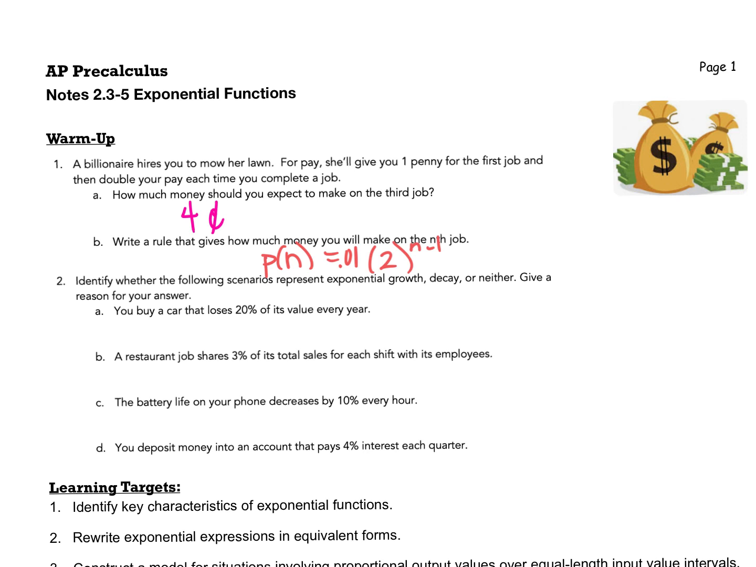On our first job, we make 1 cent. So my exponent has to be n minus 1. We don't have the 0th job, okay? If we had the 0th job, we would have to do what to that 0.01? Yeah, it'd be 0.005. We have to divide it in half, and then my exponent could just be n, okay? All right, so let's look at the next one.